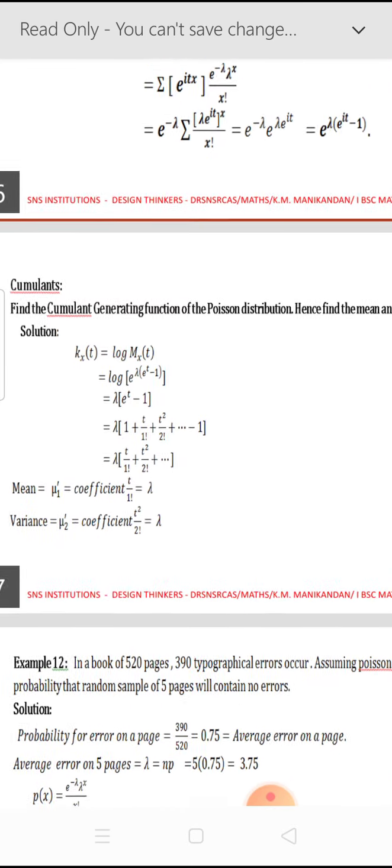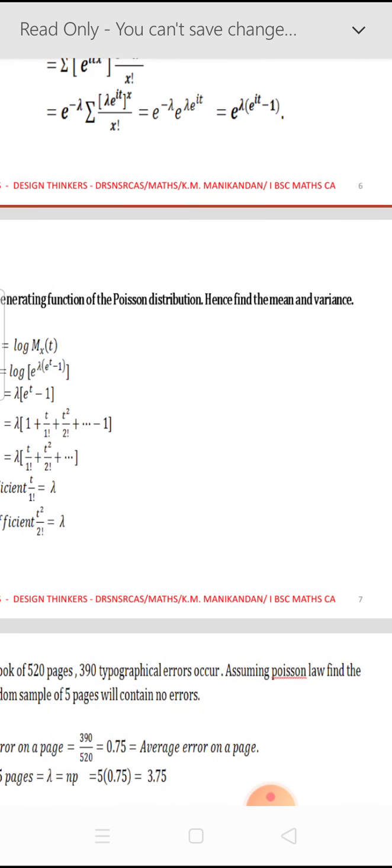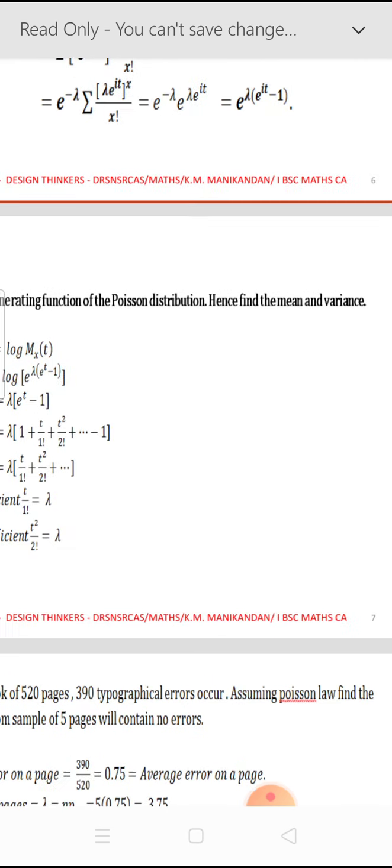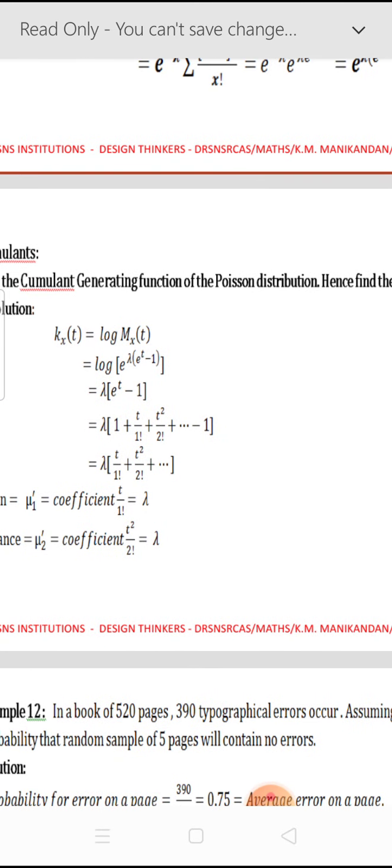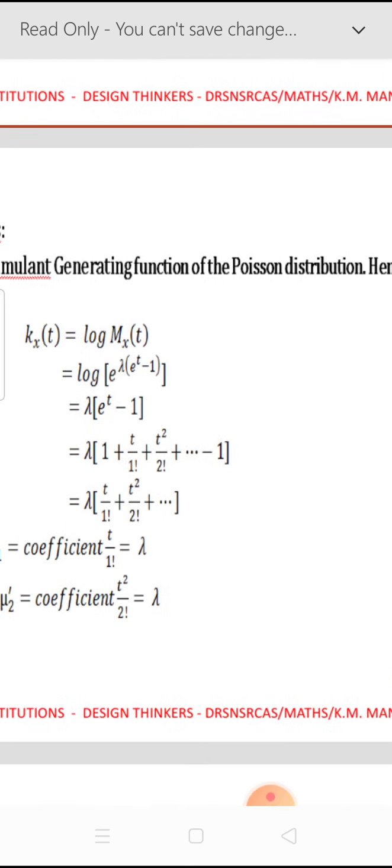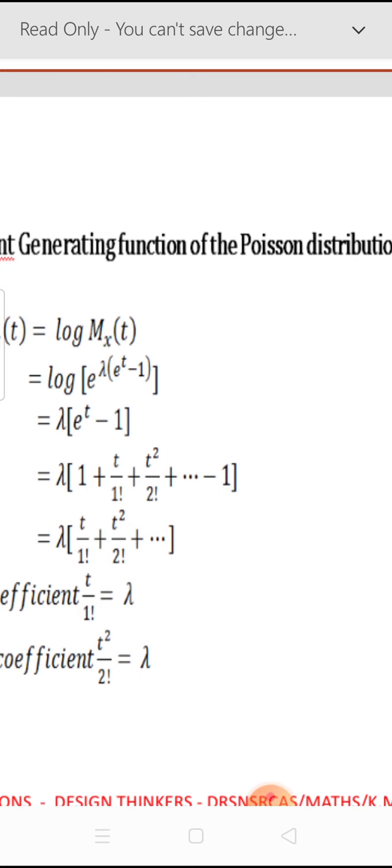Next we find the cumulant generating function of the Poisson distribution. The cumulant generating function is nothing but by taking the logarithm of the moment generating function we will get the cumulant generating function. The cumulant generating function is denoted by the letter Kx of t. Kx of t is equal to logarithm of the moment generating function Mx of t. But we know that Mx of t is equal to e power lambda into e power t minus 1. So we know that log e power any number equals that number. So therefore you will get log e power lambda into e power t minus 1, which is nothing but lambda into e power t minus 1.